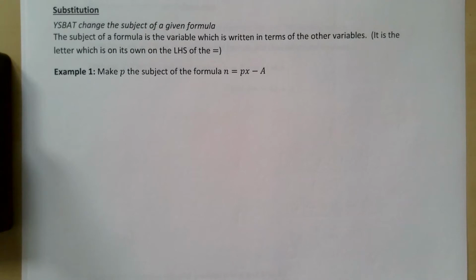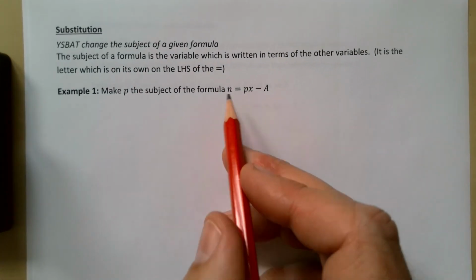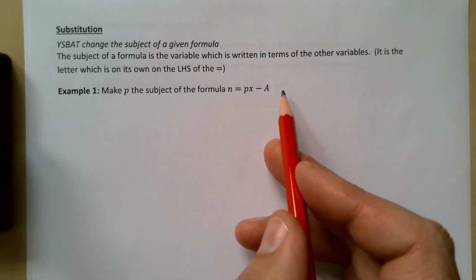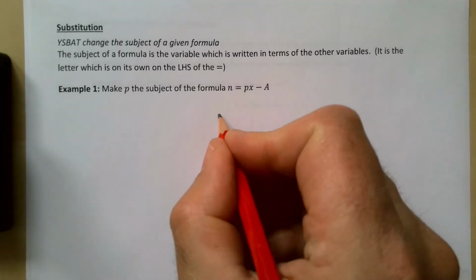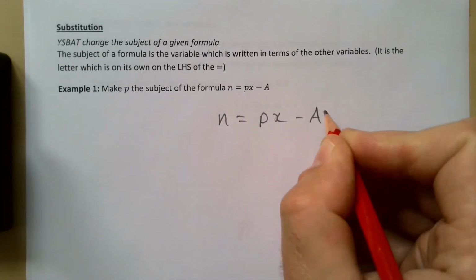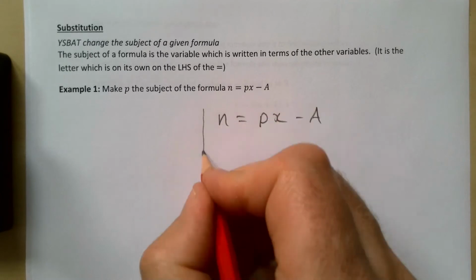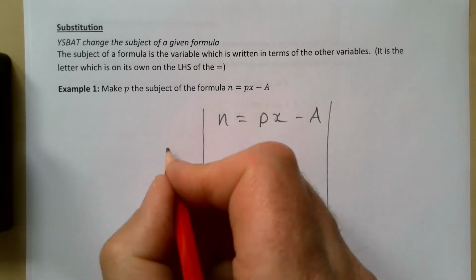Substitution done. You should also be able to change the subject of a given formula. This isn't quite substitution. Make p the subject of the formula. So we need to get rid of the x here and we need to get rid of the a. n equals px take away a, and we're trying to get the p on its own. I want to get rid of the a first. I'm going to add a to both sides.